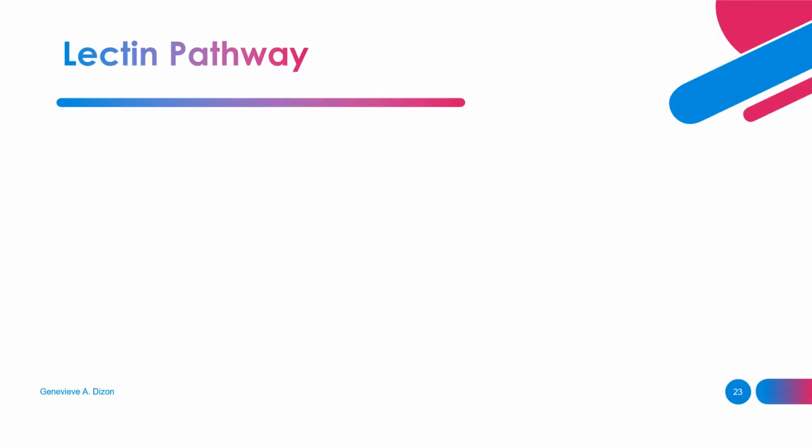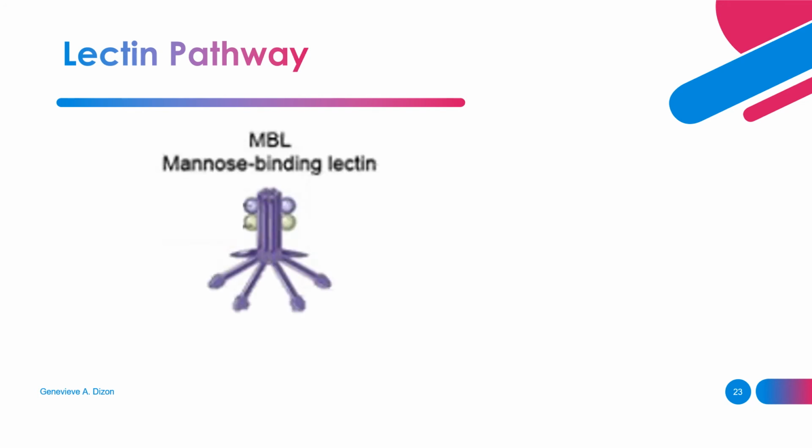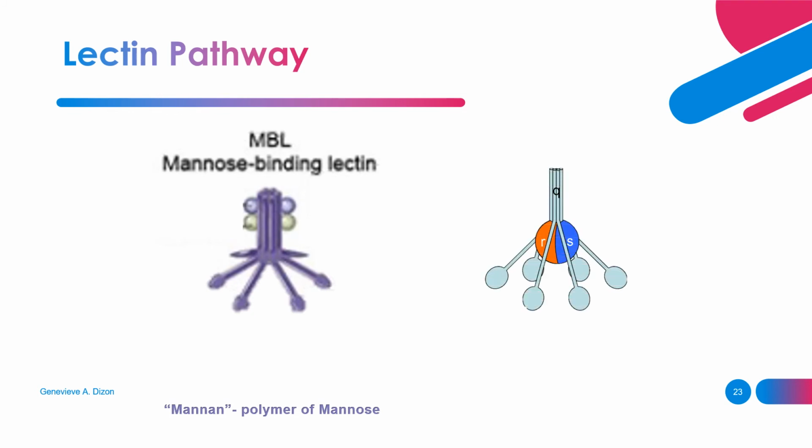The lectin pathway requires the activation of MBL, or mannose binding lectin, which is a unique component of the lectin pathway. The word mannan refers to the polymer of mannose. MBL is somewhat similar to the C1 component in structure and function. C1, as mentioned earlier, binds to the Fc portion of IgGs or IgM.